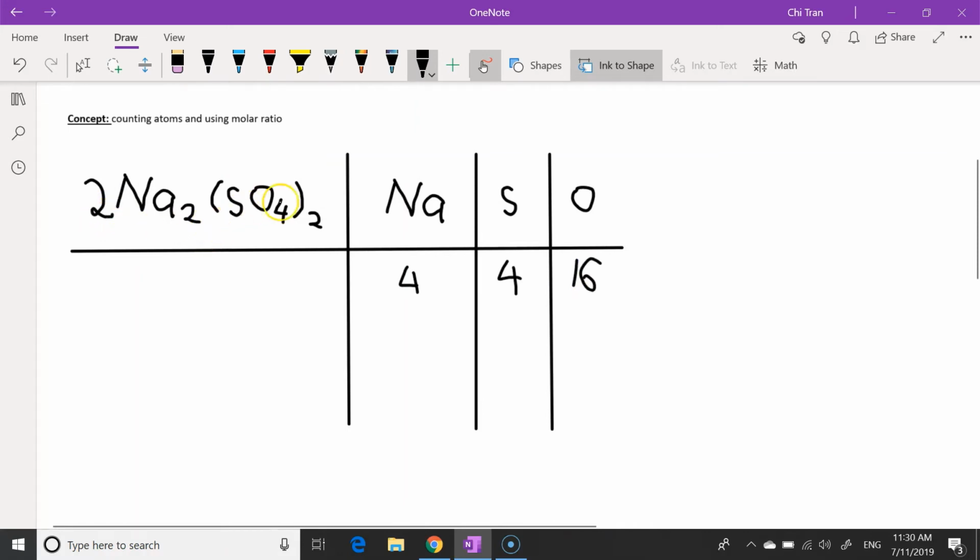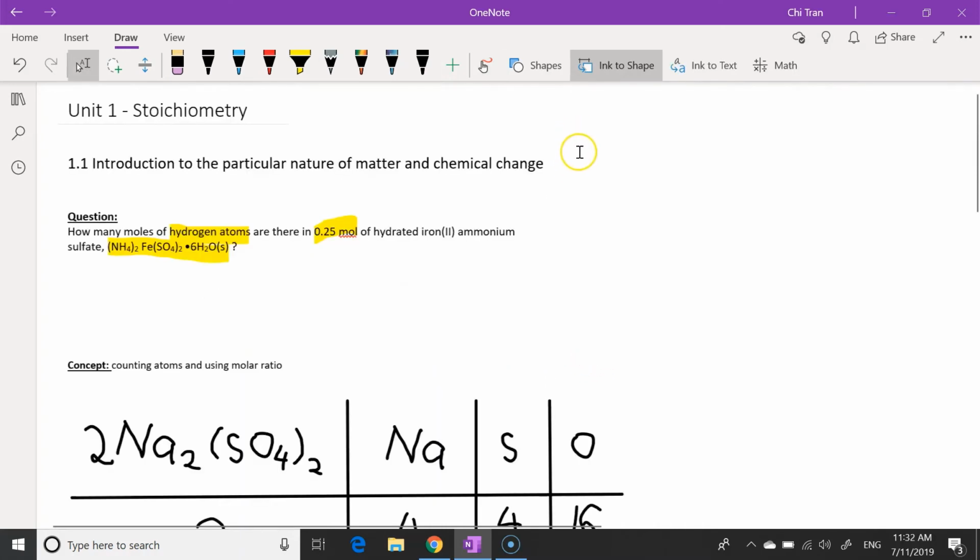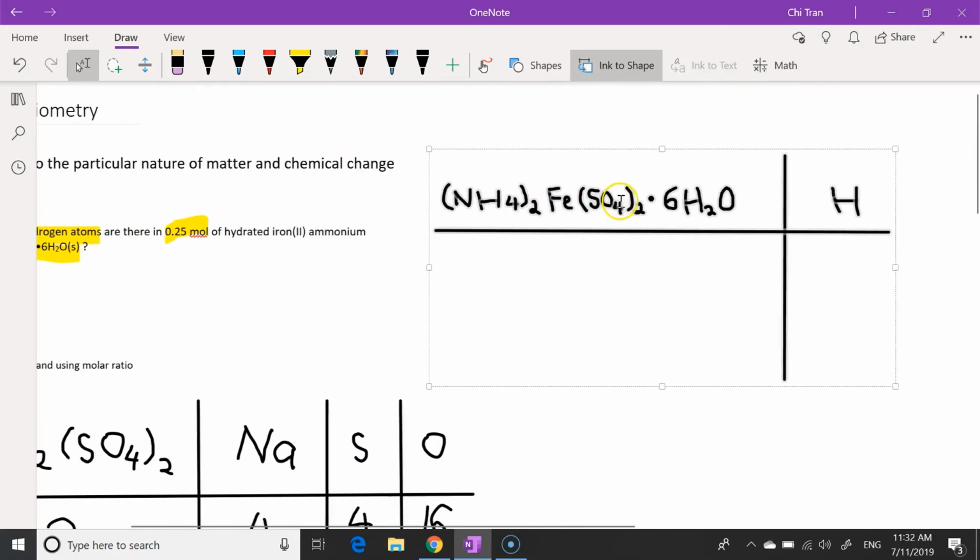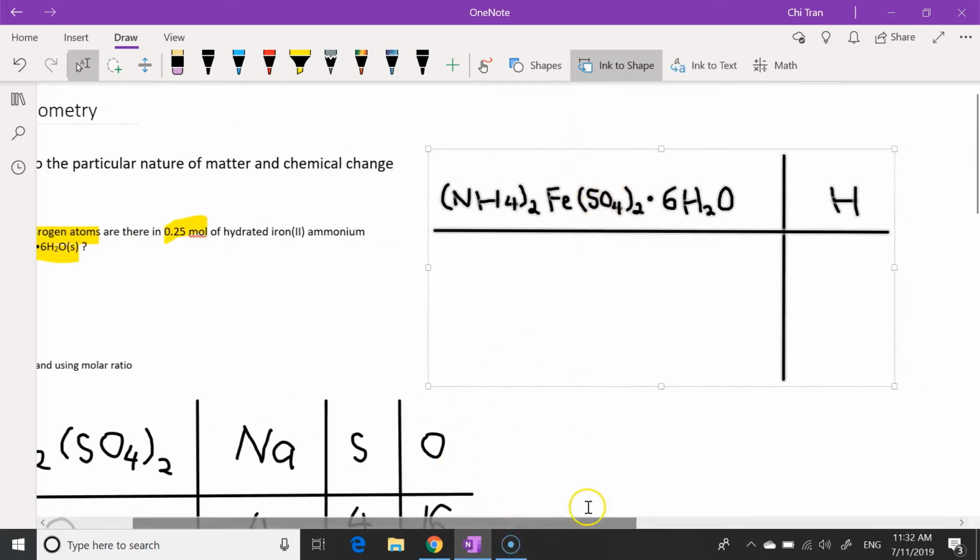So there's 2 mole of the compound indicated by the coefficient. And so to get to 1 mole, you need to divide it by 2. And so you can do that to the rest of the individual atoms and you get 2 sodium, 2 sulfur, and 8 oxygen.